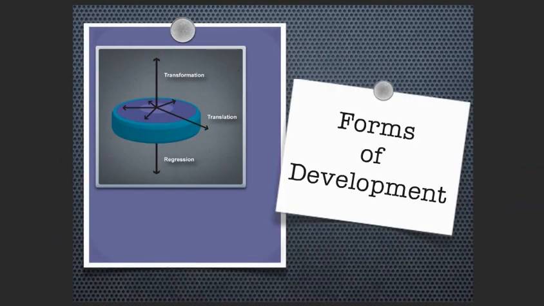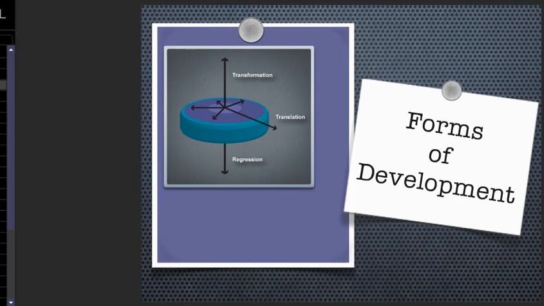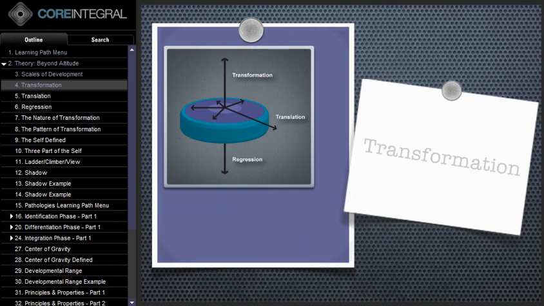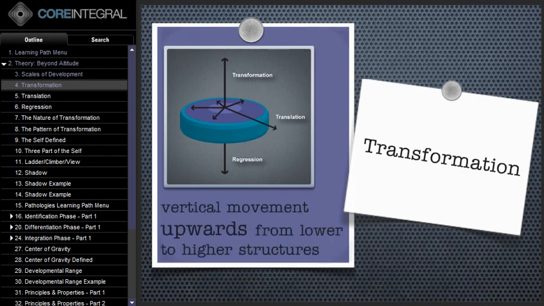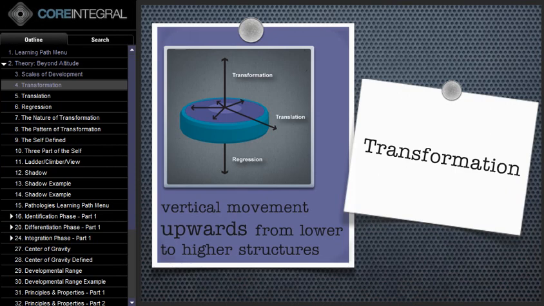In addition to 3 scales of developmental investigation, the integral approach also accounts for 3 types of developmental movement: transformation, translation, and regression. The following explanation concerns the nature of each form at the macro-developmental scale. Transformation refers to the vertical movement upwards from lower to higher structures. Transformation is what we have spoken about most in the lesson. It refers, for example, to the movement from amber to orange, or from conventional to post-conventional. When we say vertical developmental transformation, we are referring to this type of movement through structures.